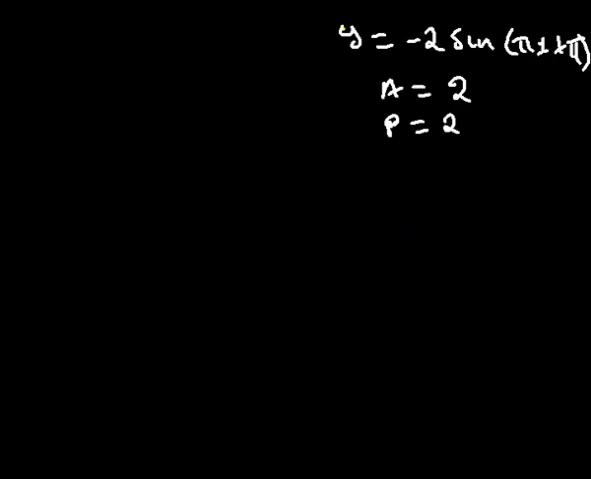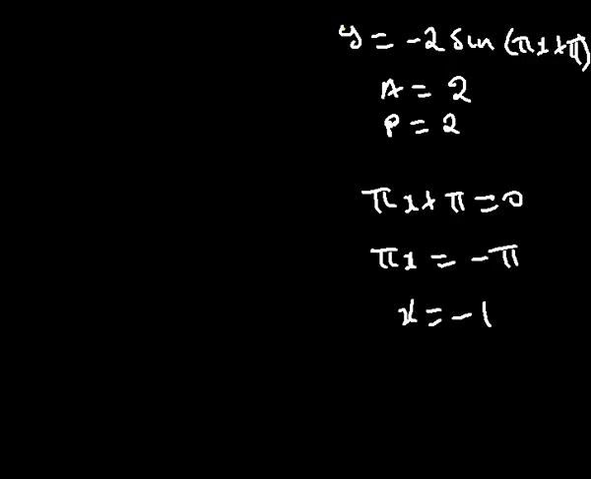And next we have to calculate the phase shift. So how should you find the phase shift? We solve for x by equating the inner part of the sine to 0. So we have pi x plus pi equal to 0. And what it tells is that pi x is equal to negative pi. We divide everything by pi. That gives x is equal to negative 1. So that is the phase shift. That is equal to negative 1. That is the phase shift.